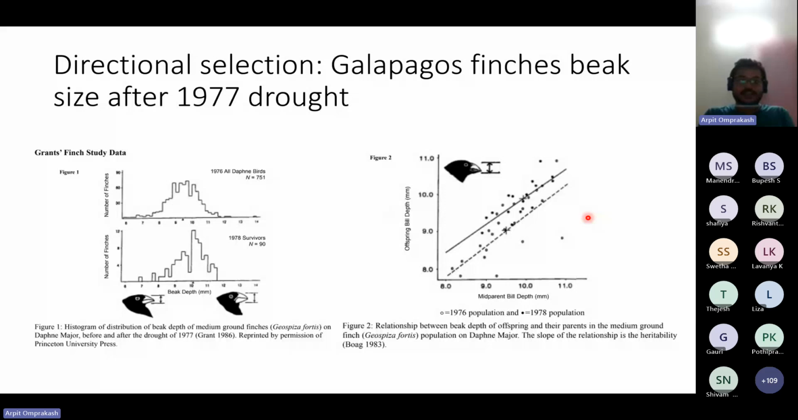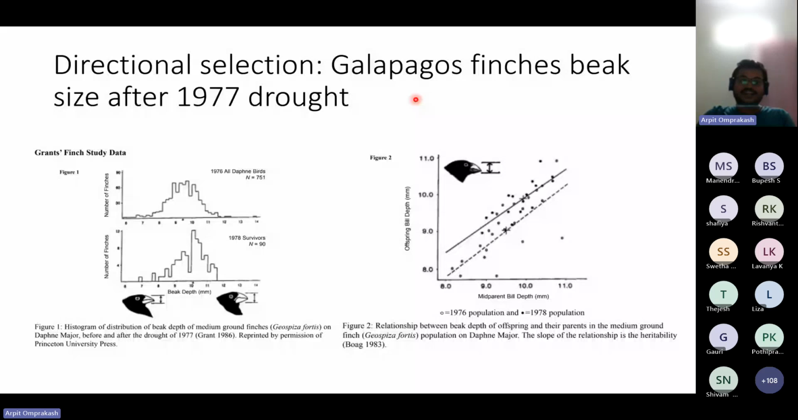So the first one is directional selection. Peter Grant studied the Galapagos. The Galapagos Islands is a place where Darwin went before he came up with the theory of evolution. And these Galapagos Islands have birds called finches. So there are a lot of different kinds of finches.